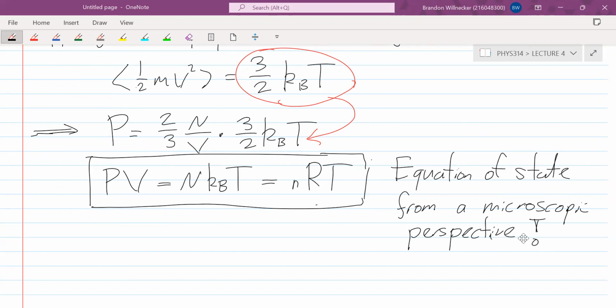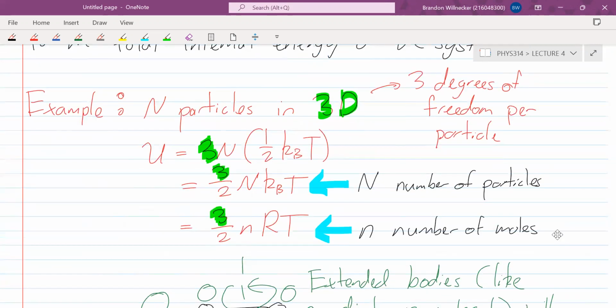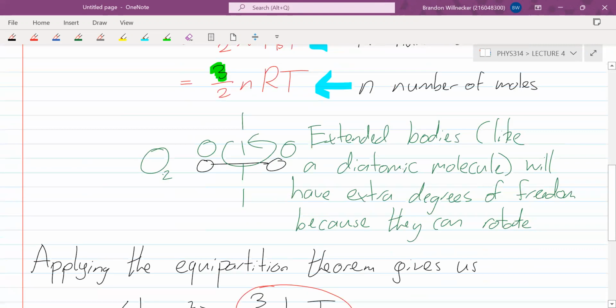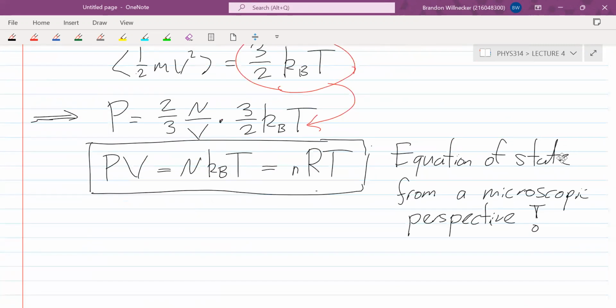Okay, and of course we also have the internal energy from this example here. So we've got the internal energy, we've got the equation of state, and you can continue, you can find the heat capacity if you want, you can find the entropy, and so on, all from a microscopic perspective. Are there any questions on this so far? Okay, so everyone's all right with this.